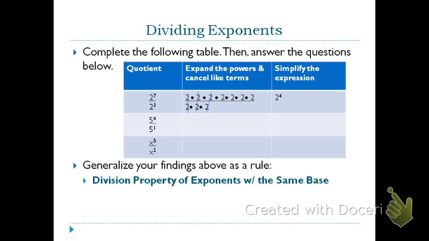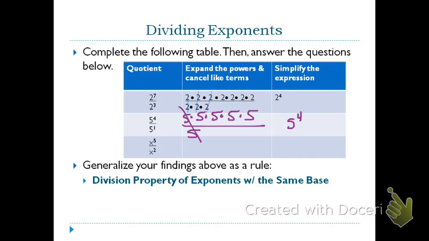Okay, on our next example we have 5 to the 4th, so you write 5 times 5 times 5 times 5 times 5. 5 5s on top, 1 5 on bottom. We can cancel out one set of 5s, and we're left with 4 5s in our numerator, so 5 to the 4th.